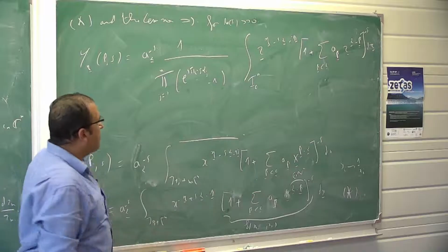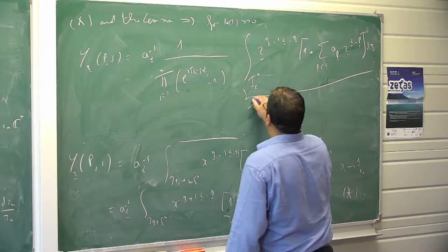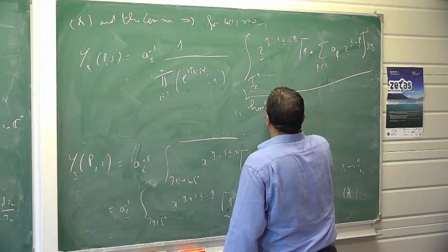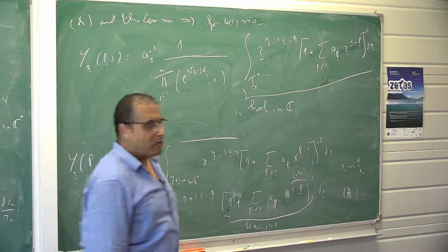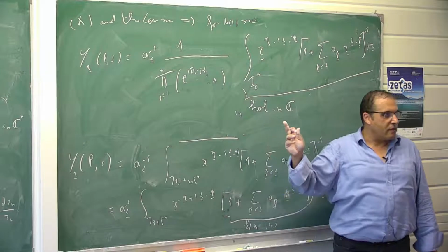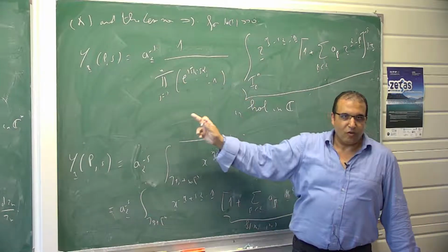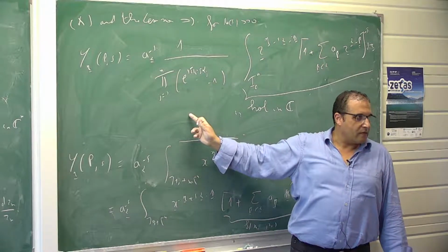And as you can see, this is a holomorphic function. This is holomorphic in C for epsilon small enough. And this formula gives you the analytic continuation because this is also holomorphic, and the poles are given by the zeros of these factors.